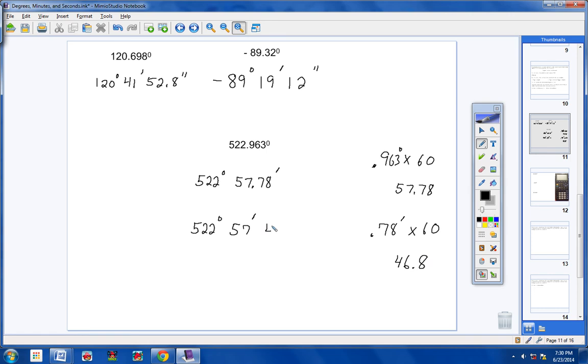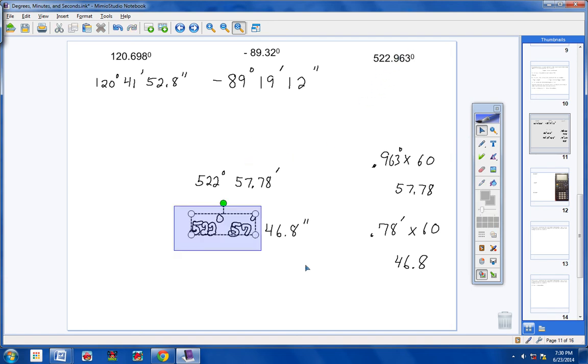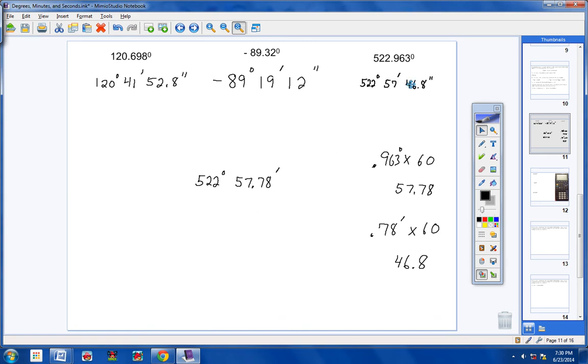46.8. So here I'm going to put 46.8 seconds. So we're taking these non-whole number degrees, these decimal degrees, and we're converting them over to minutes and seconds. So 522.963 degrees is the same thing as 522 degrees, 57 minutes, and 46.8 seconds. Okay, let's go ahead and take this answer here, shrink it down a little bit, and move it up here.